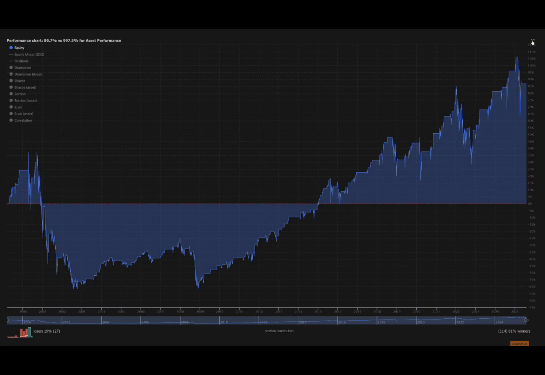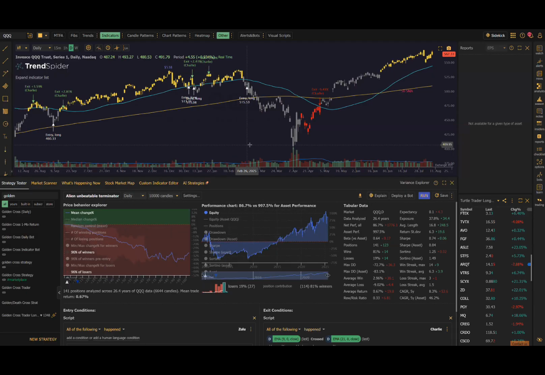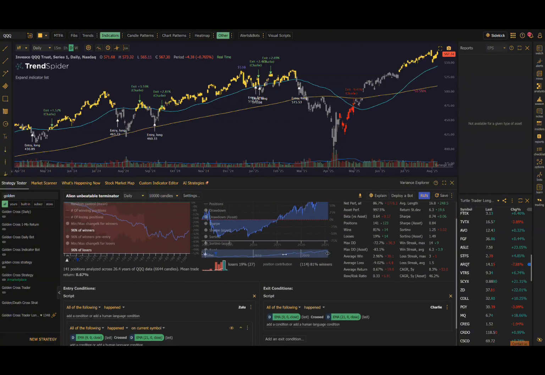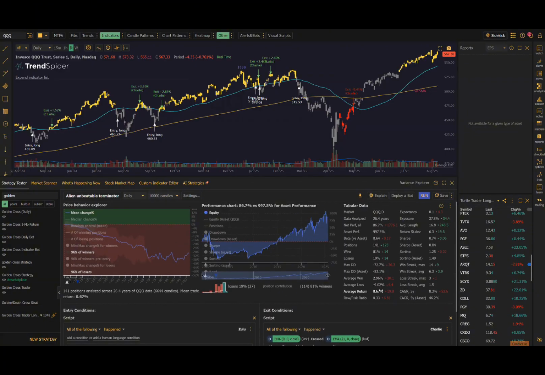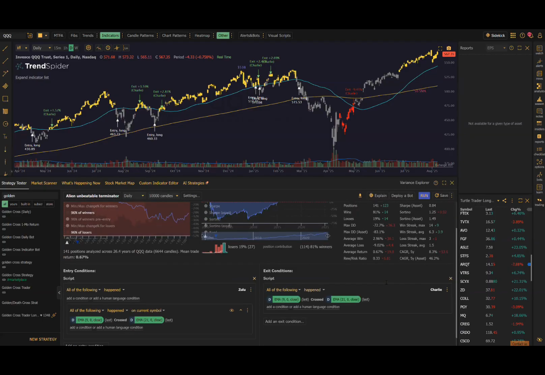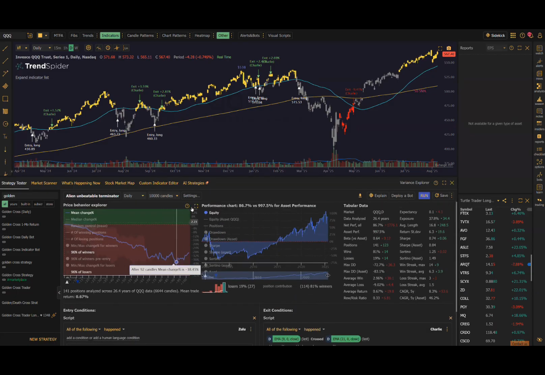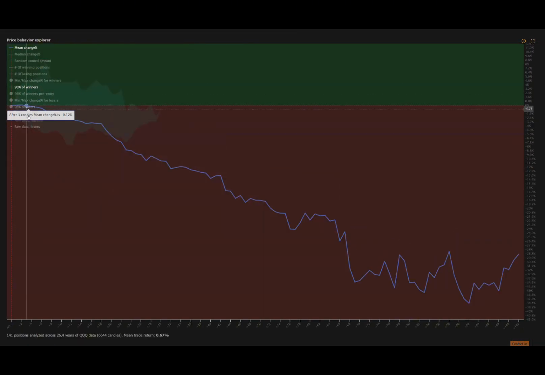It does okay. What time frame? This is on the daily. So yeah, the 921 EMA isn't that great on QQQ. And what you can do, you can use all the stats to refine it further. It's like, okay, maybe the 921 exit isn't good. Let's go into the price behavior explorer real quick and see what we can do.